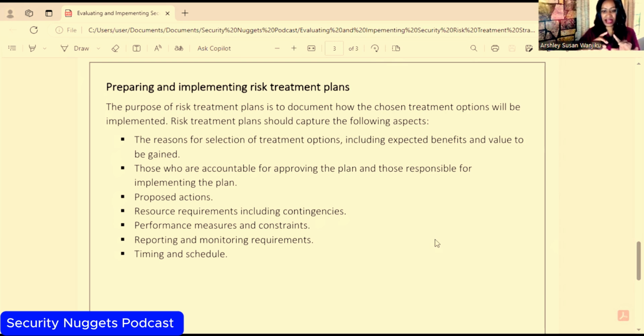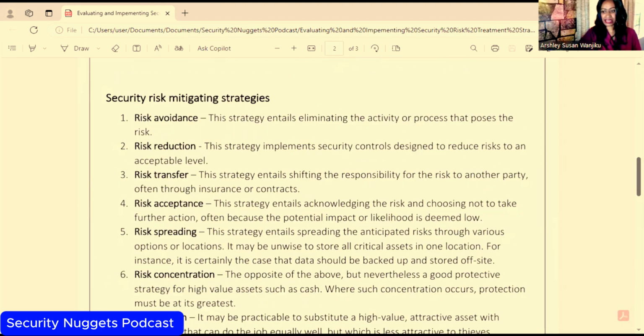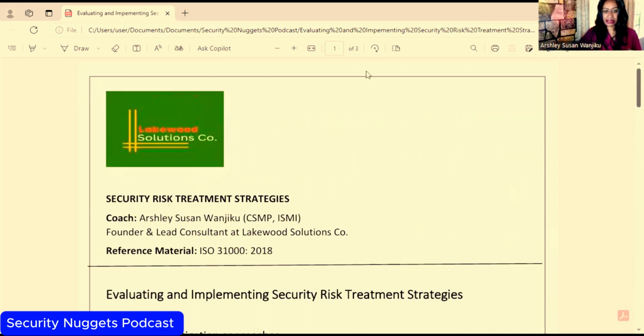So you have identified the treatment action, and you have to lay the plan. You need to have that treatment action plan that articulates everything that is required for that plan to work effectively and efficiently. So that's it as far as these notes are concerned.